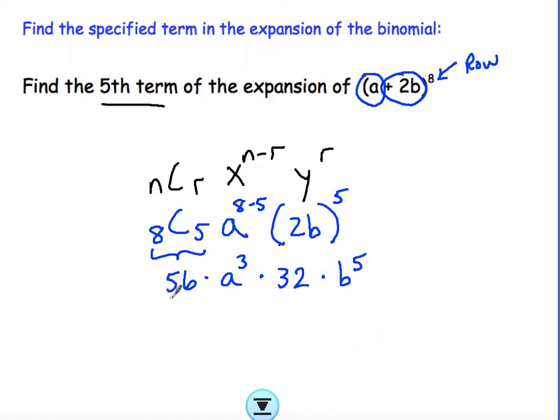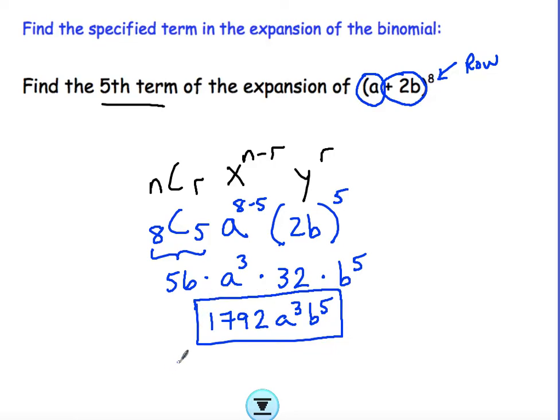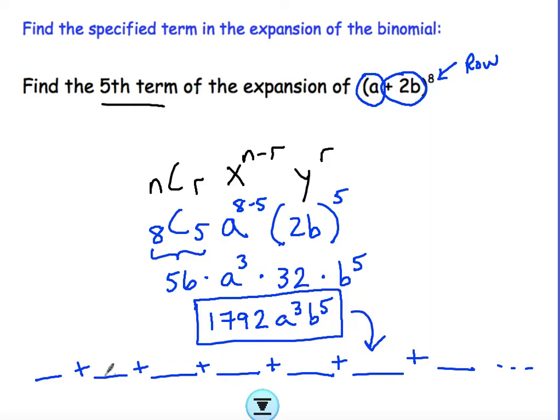Now I can multiply the 56 and the 32 together, 56 times 32, I'm going to get 1,792. And then I have an a to the third and a b to the fifth. So that right there is the fifth term. If I had written it out, I would have my 0 term, my first term, second term, third term, fourth term, fifth term, etc. There'd be more. So this would be the fifth term. Yep, right there.